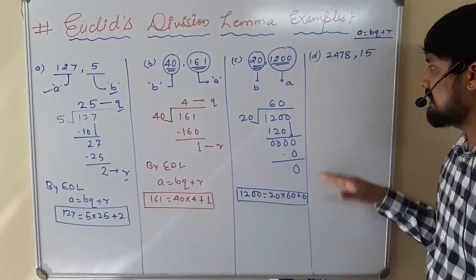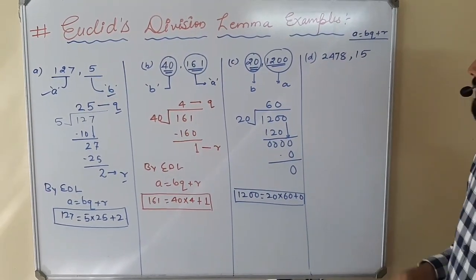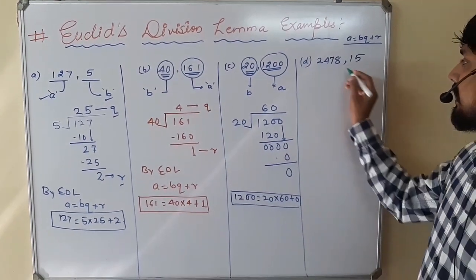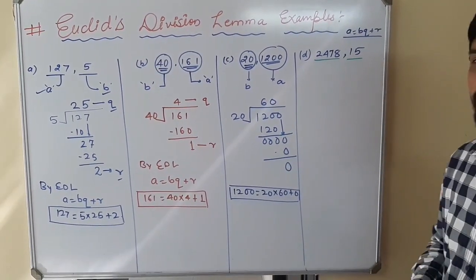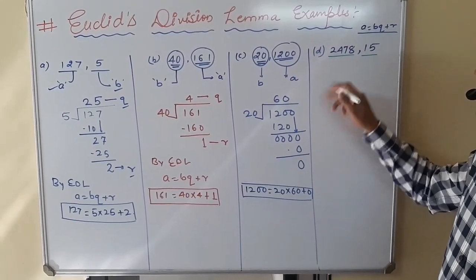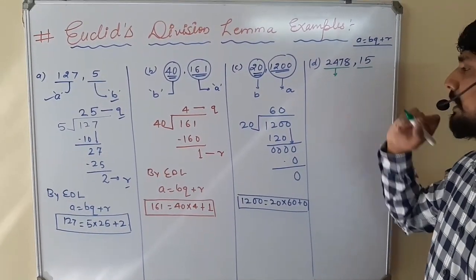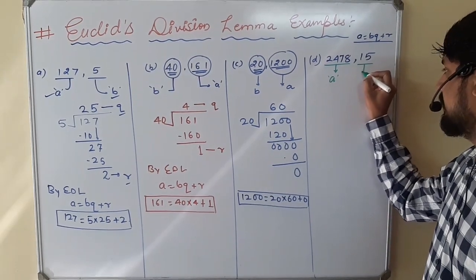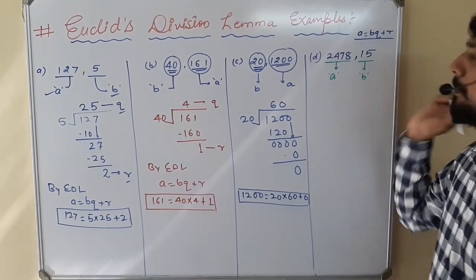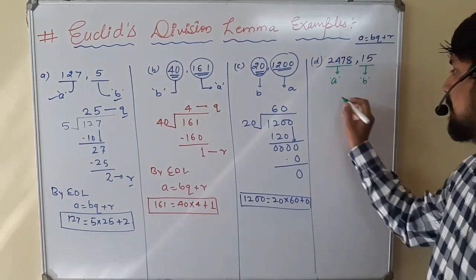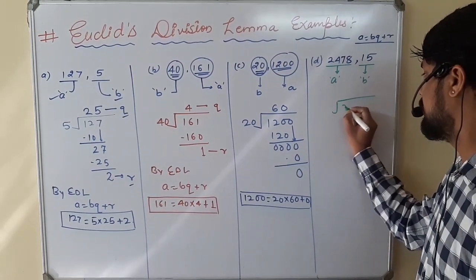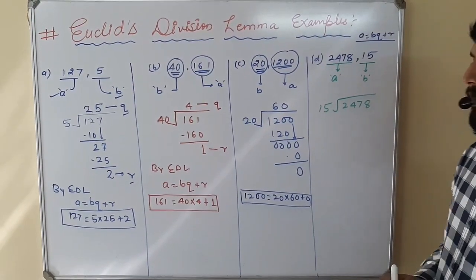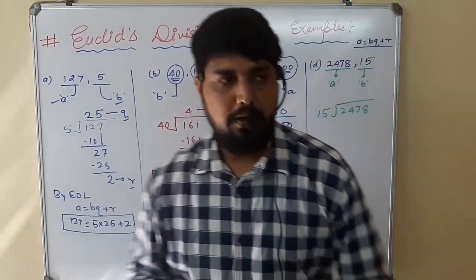So today's last example is 2478, and the second integer is 15. So again we have two values. Out of these two integers, 2478 is obviously greater, so we will take it as a, and 15 is the smaller value, we will take it as b. Now let's divide a by b. That means we have to divide 2478 by 15. Now let's count the table of 15.